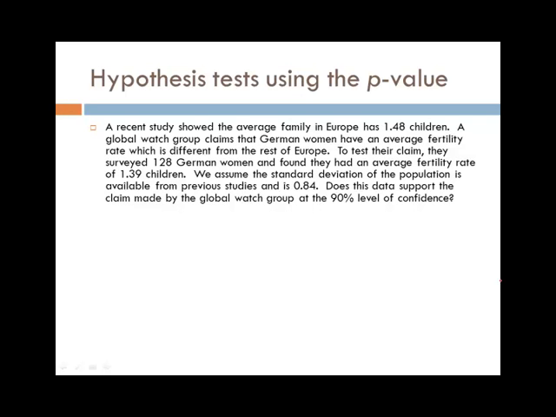A recent study showed the average family in Europe has 1.48 children. A global watch group claims that German women have an average fertility rate which is different from the rest of Europe. Different would be not equal to. To test their claim, they are surveying 128 German women. So the alternative claim is that the mean number of children is not 1.48. That's the alternative claim. The H0, or the null, would be that it is equal to 1.48 children.